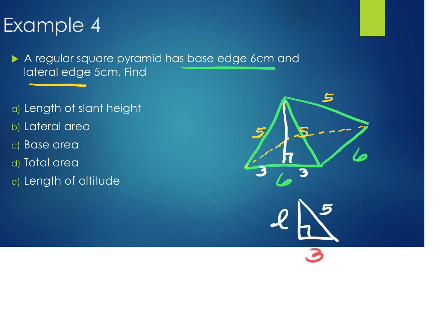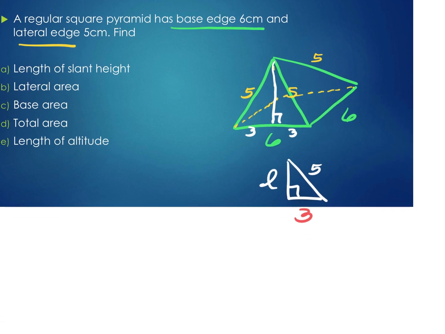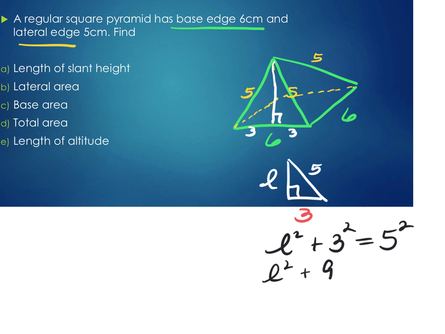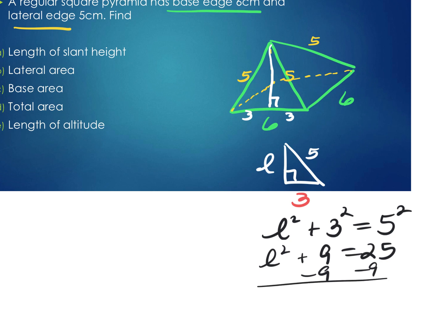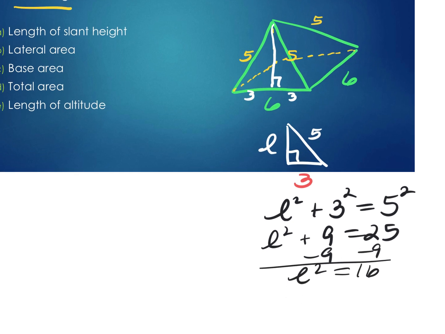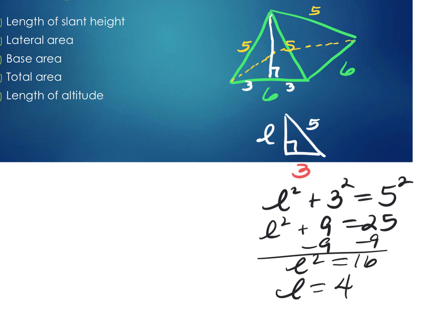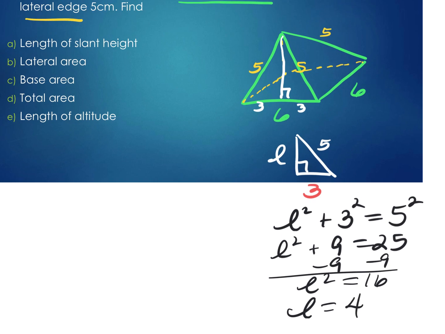Notice this is the classic 3, 4, 5 triangle. But if you don't recognize this Pythagorean triple, you need to use the Pythagorean theorem. So I'll do L squared plus 3 squared equals 5 squared. Square the 3, square the 5, subtract the 9. L squared equals 16. Square root it, and L equals 4. And remember, L is your slant height. So my slant height here equals 4. So this segment right here is the slant height.